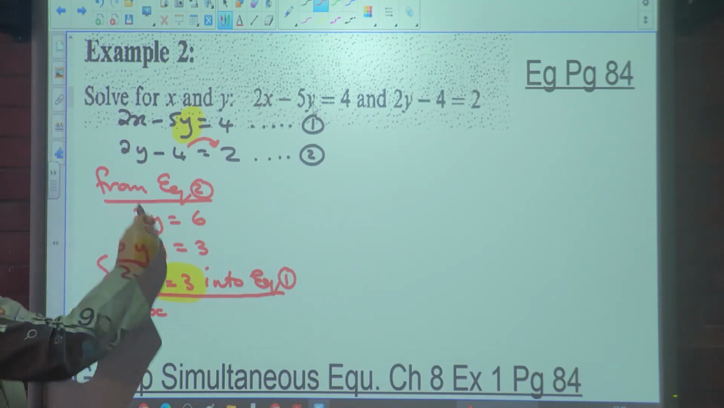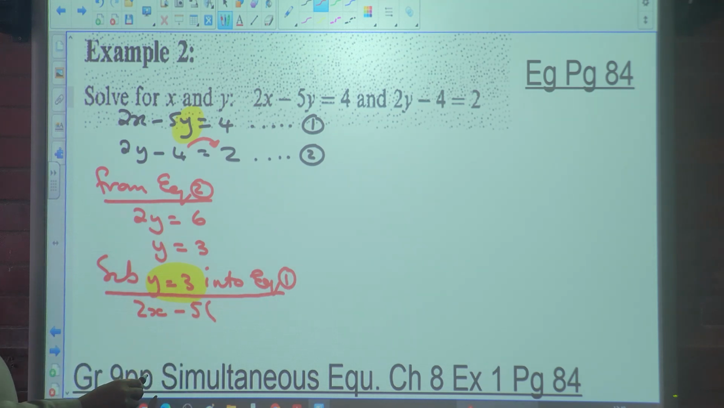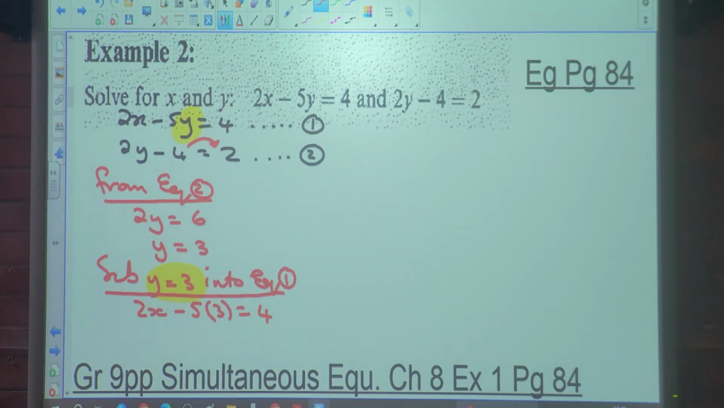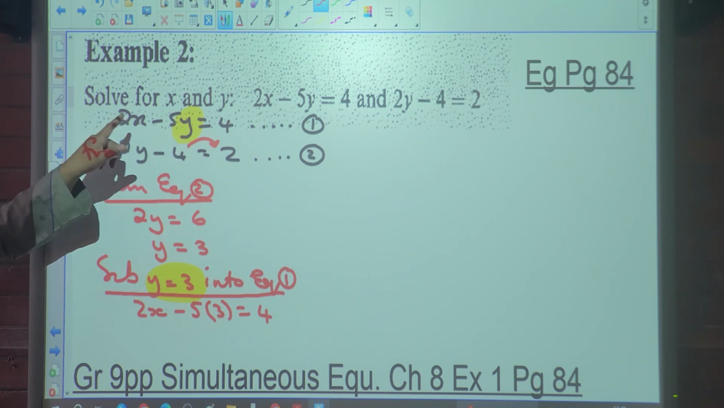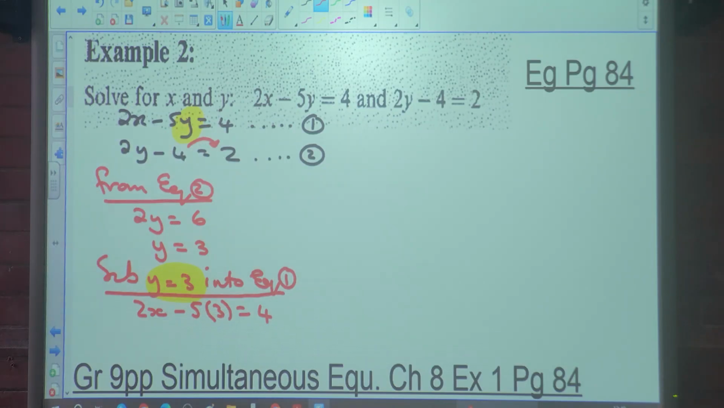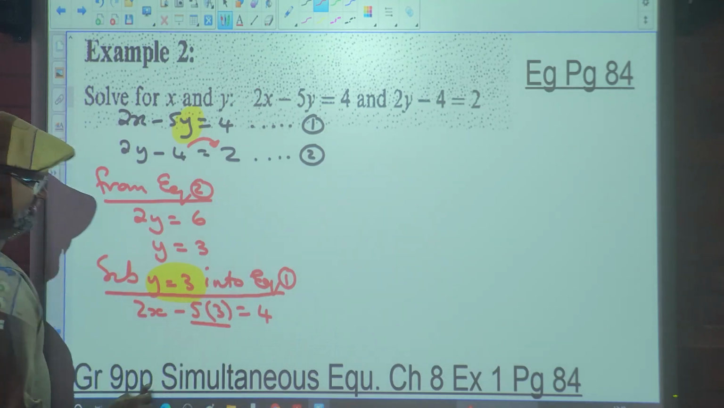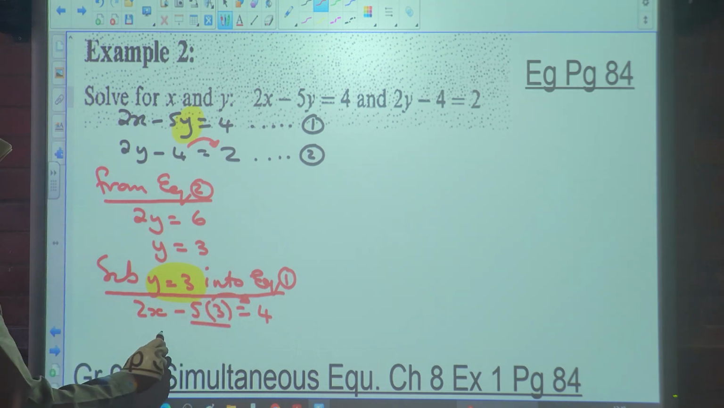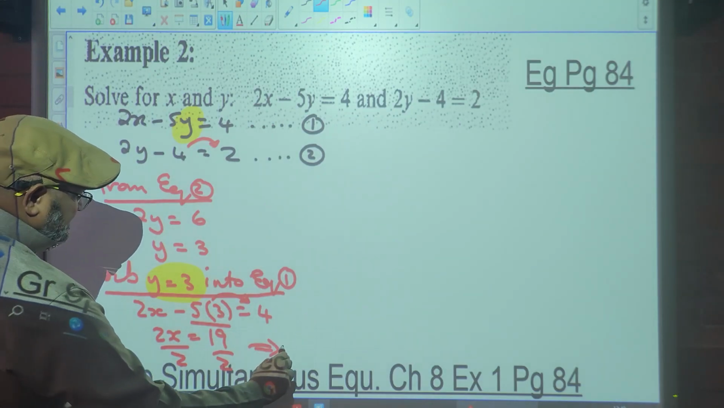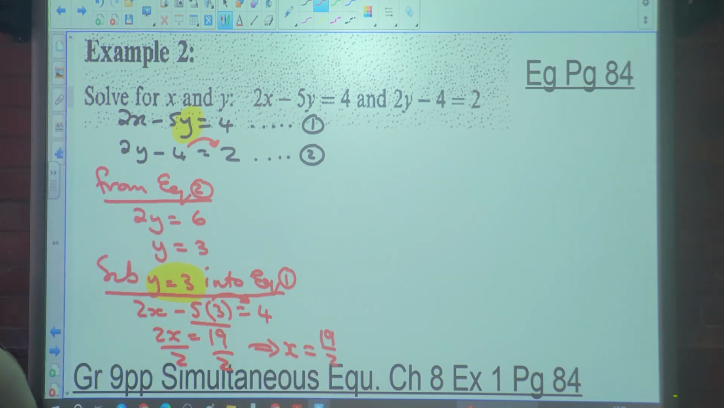So I got 2x minus 5 times 3 equals 4. So what I just did, if I see a y, I put the 3. So it's 2x minus 5 times 3 equals 4. So what do I do from here? Solve for x again. So 5 times 3 is 15. You take it over the equal sign. So 2x is equal to 4 plus 15, which is divided by 2, which implies that x is equal to 19 over 2.